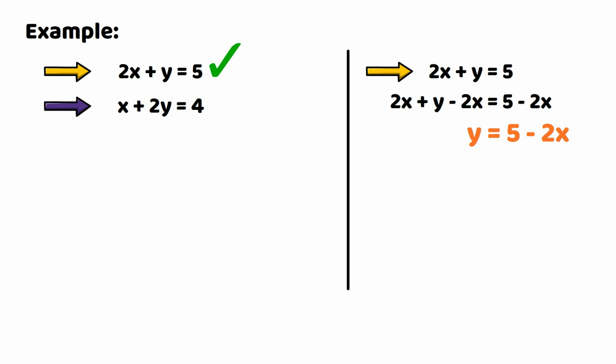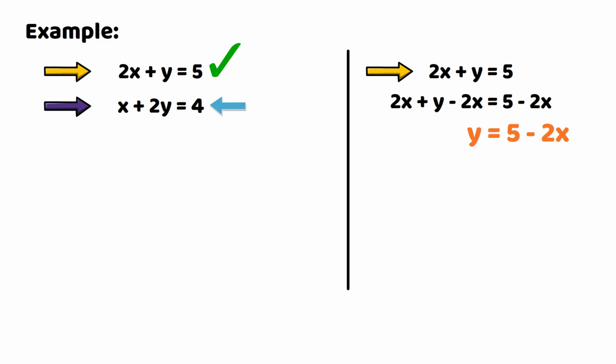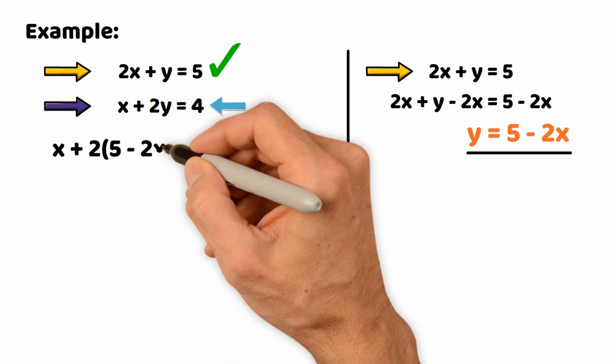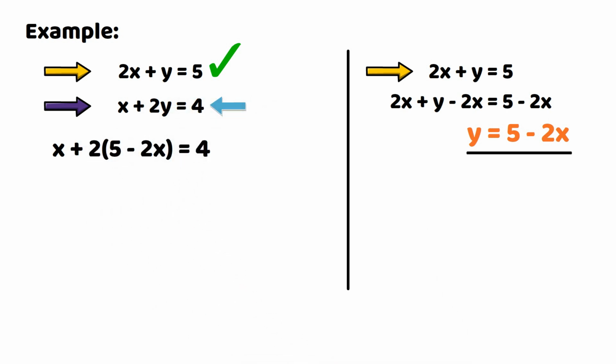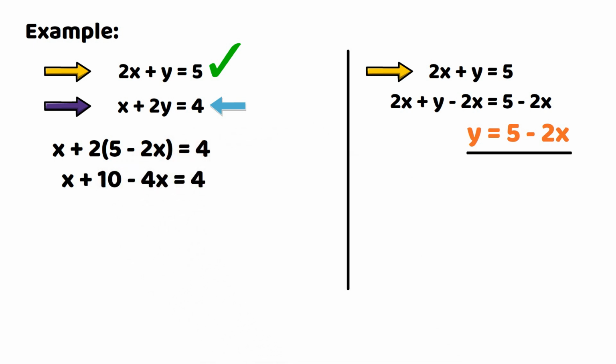Now take this equation and substitute it in the second equation. The second equation was x plus 2y equals 4. Now, we know that y equals 5 minus 2x. So if we just substitute 5 minus 2x for y, we get the equation x plus 2 times 5 minus 2x equals 4. Opening up the parentheses using the distribution method, this simplifies to x plus 10 minus 4x equals 4. And combining the x's gives you 10 minus 3x equals 4.